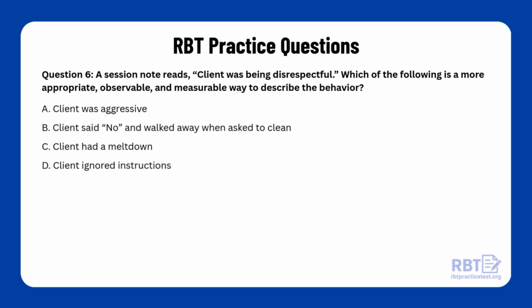Question number 6. A session note reads, "Client was being disrespectful." Which of the following is a more appropriate, observable, and measurable way to describe the behavior? A. Client was aggressive. B. Client said no and walked away when asked to clean. C. Client had a meltdown. D. Client ignored instructions. The correct answer is B.